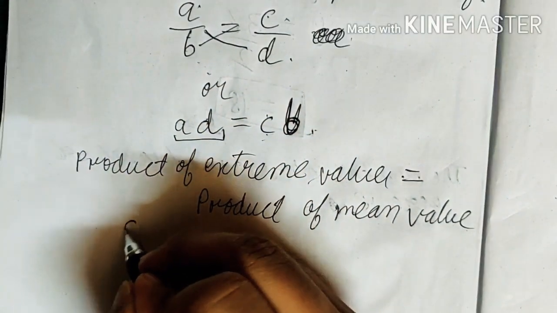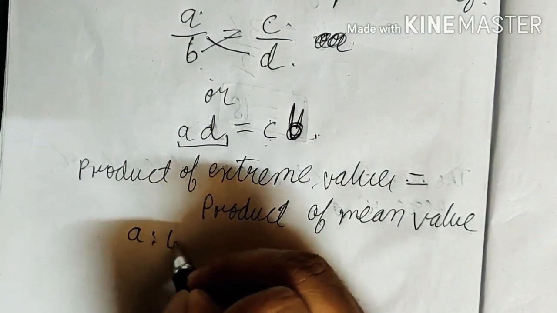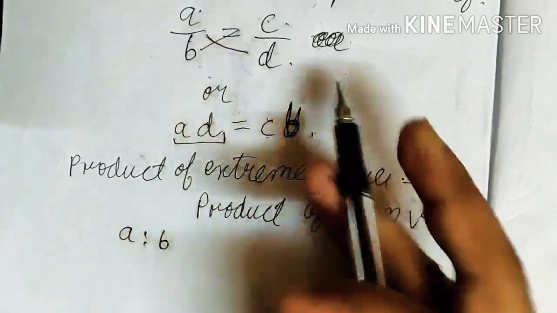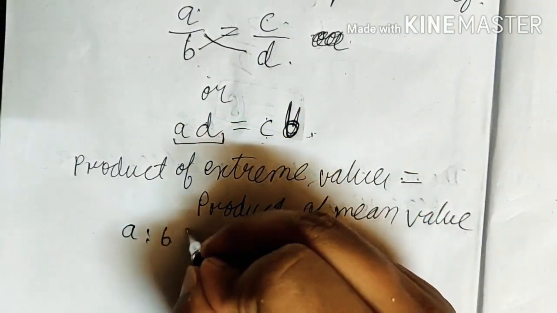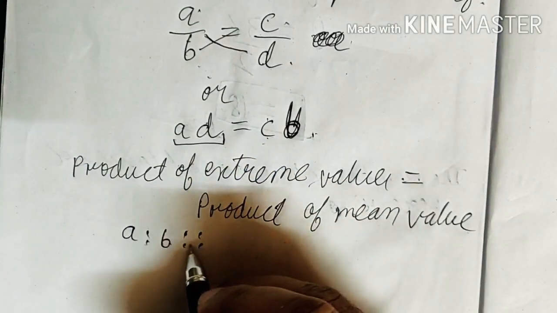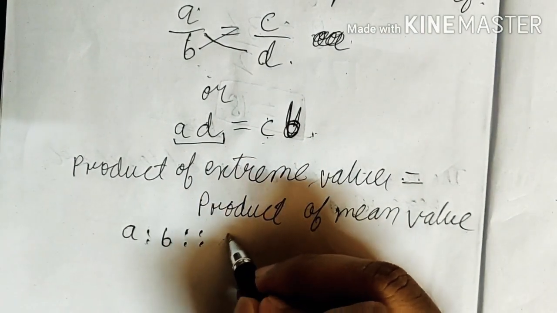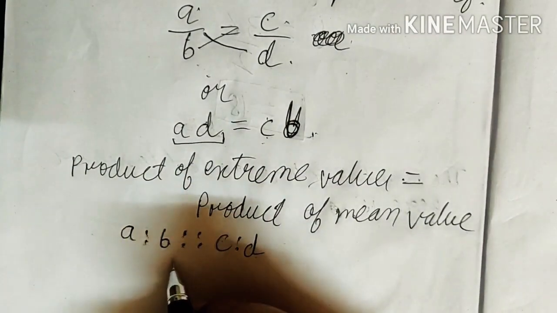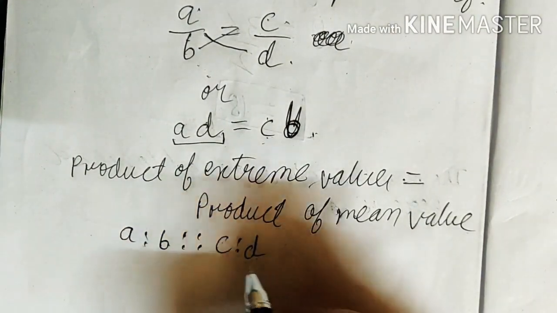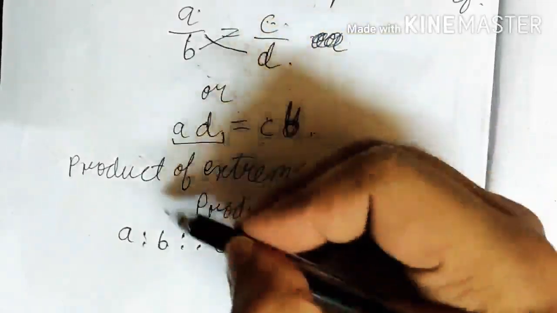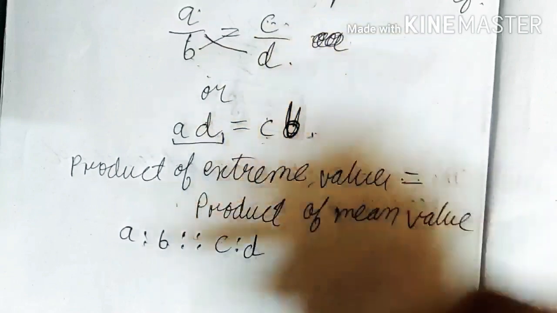Okay, in general form, here it was given A upon B. A upon B means A is to B, and this equals sign here. This can be written as A is to B proportion C is to D. That is, A ratio B is in proportion with C ratio D, that is, A upon B is equal to C upon D. Both these things are written the same way.